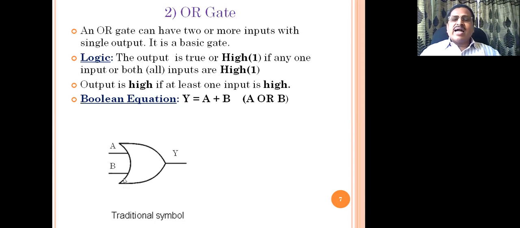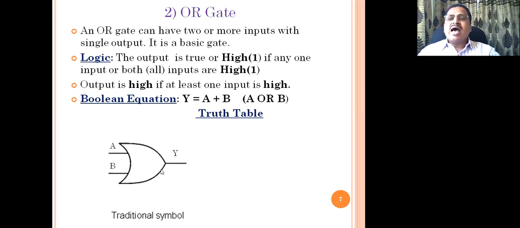In case of more than two, you can add A, B, C as inputs, Y as output. If there are four inputs, you can add A, B, C, D as inputs, Y as output. Here is an example of the symbol of a two input OR gate. You can extend it for three input, four input as you need.